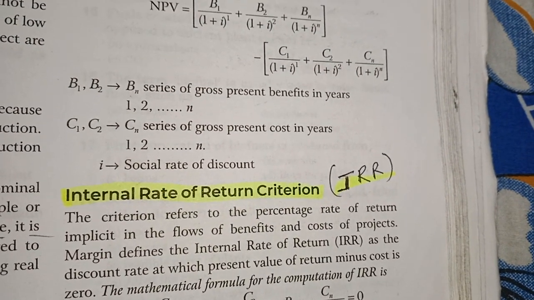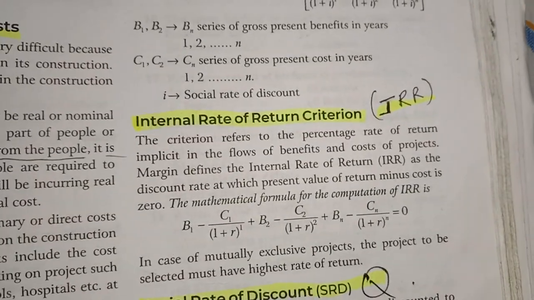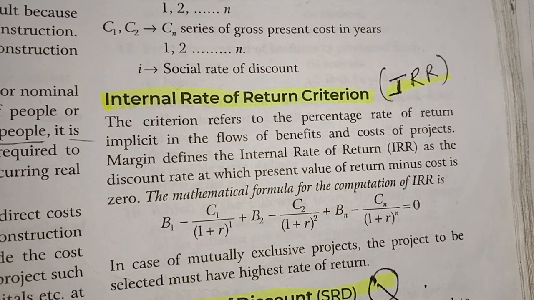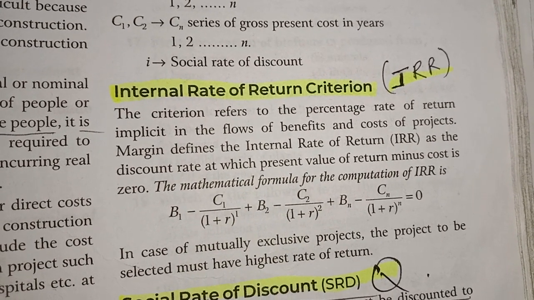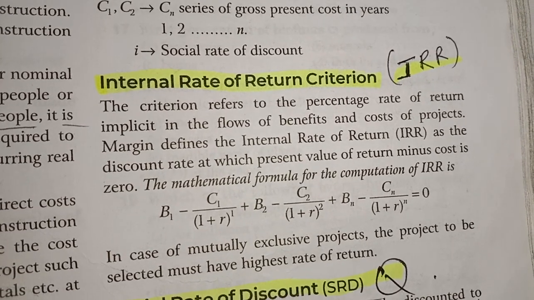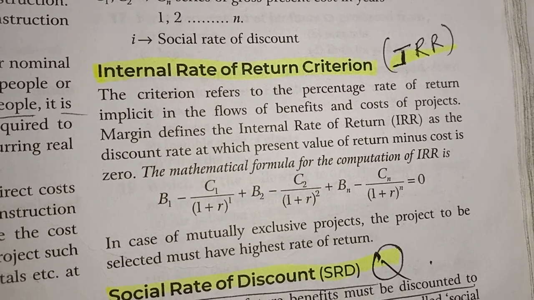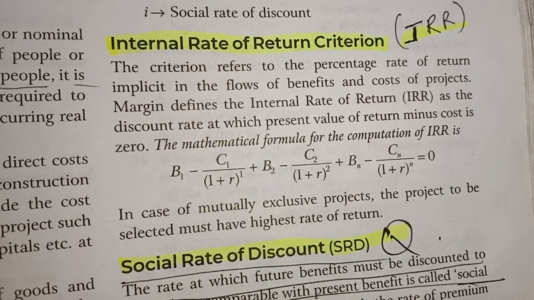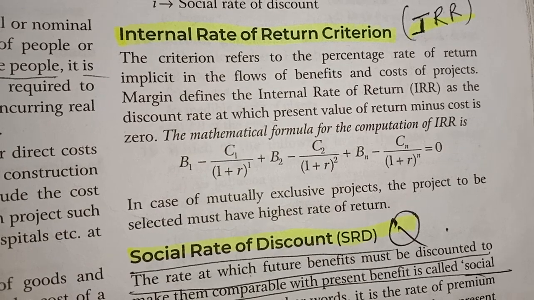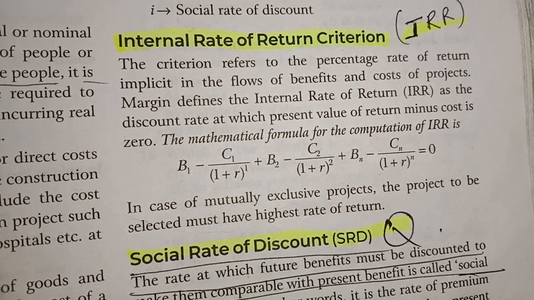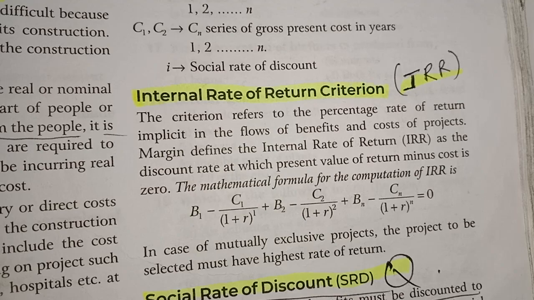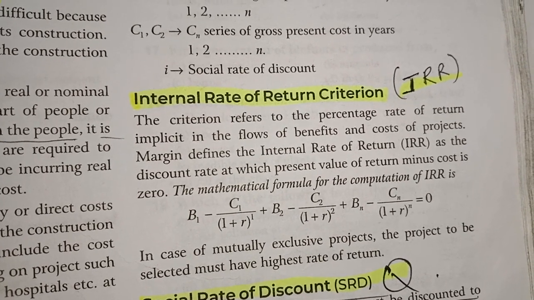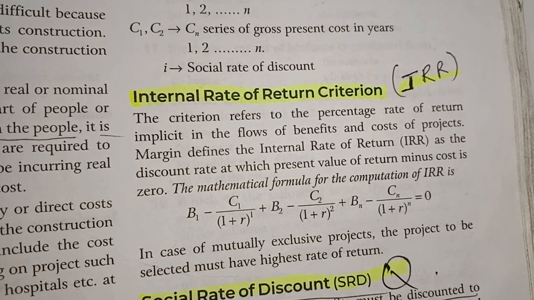Internal rate of return criterion, IRR. The criterion refers to the percentage rate of return implicit in the flows of benefits and costs of projects. Marglin defines the internal rate of return, IRR, as the discount rate at which the present value of return minus cost is zero. The mathematical formula for the computation of IRR is (B1 minus C1)/(1+R)^1 + (B2 minus C2)/(1+R)^2 + ... + (Bn minus Cn)/(1+R)^n = 0.